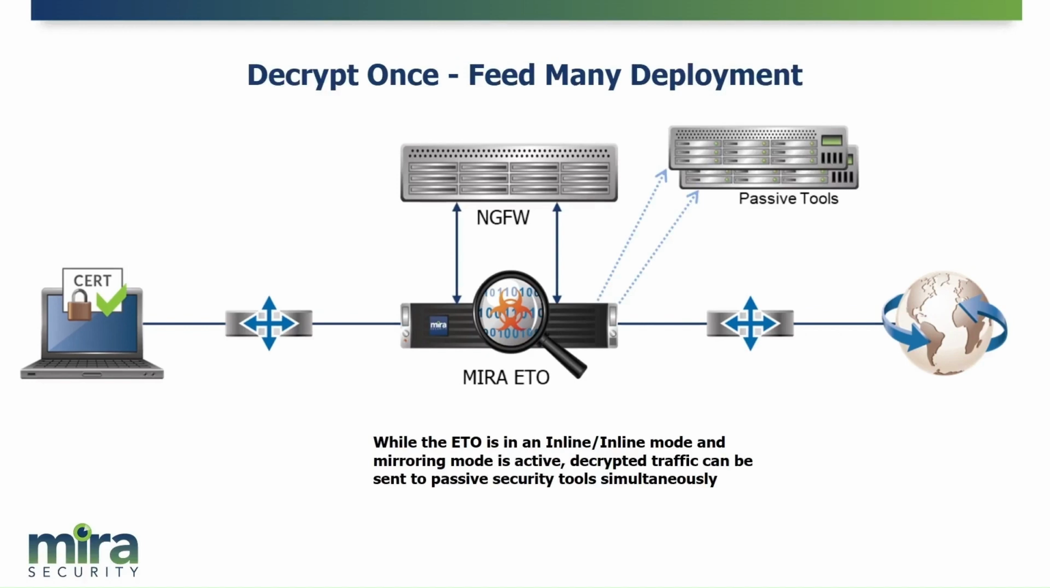It's good to know that most NGFWs do have decryption capabilities, but performance could be a big issue. So by offloading the work of decryption to the ETO, NGFWs will have more resources available to focus on other security tasks. This can improve the overall performance of the NGFW. Additionally, utilizing the ETO for decryption means that the traffic only needs to be decrypted once and can then be fed simultaneously to multiple security and visibility tools.